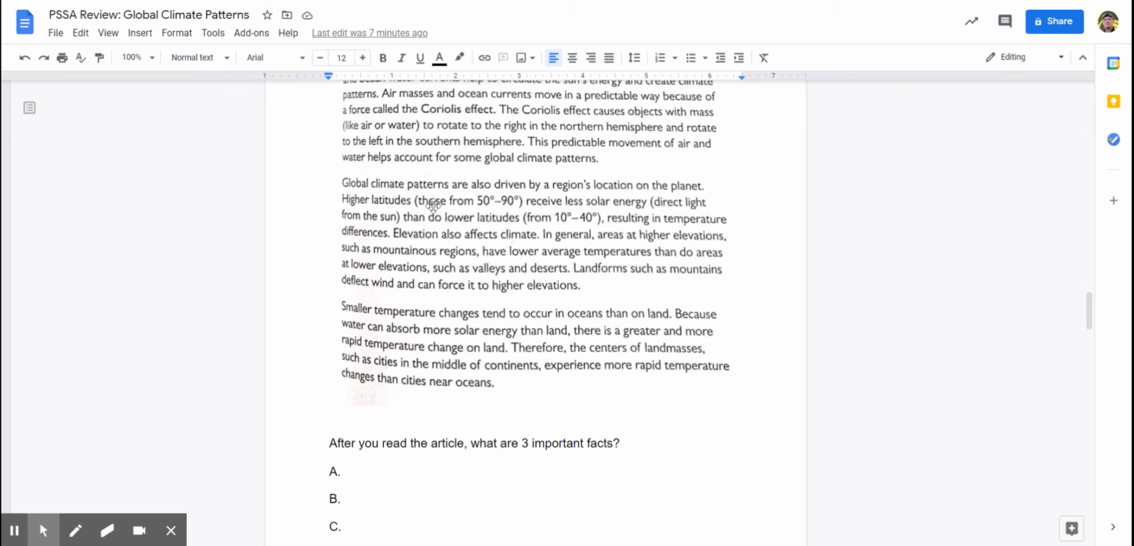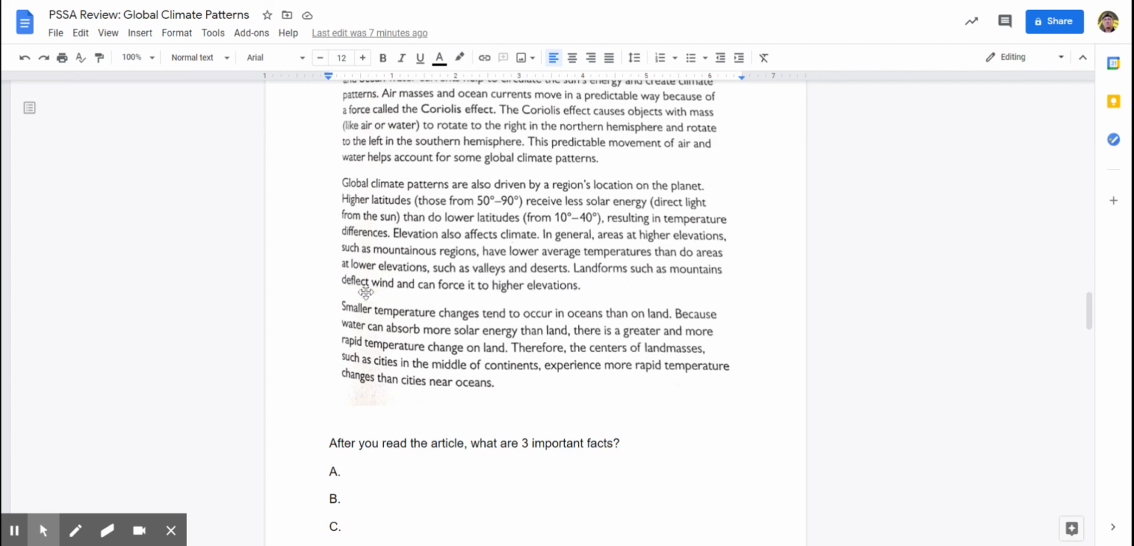Global climate patterns are also driven by a region's location on the planet. Higher latitudes, those from 50 to 90 degrees, receive less solar energy, direct light from the sun, than do lower latitudes from 10 to 40 degrees, resulting in temperature differences. Elevation also affects climate. In general, areas at higher elevations, such as mountainous regions, have lower average temperatures than areas at lower elevations, such as valleys and deserts.